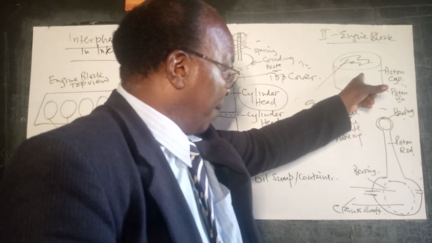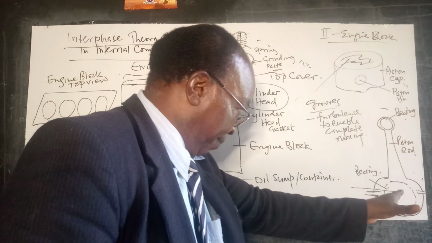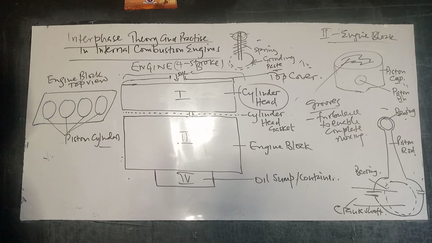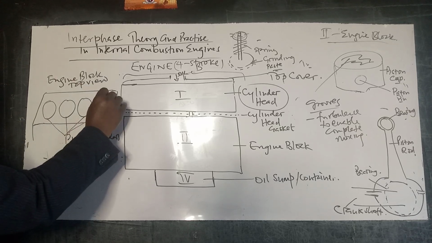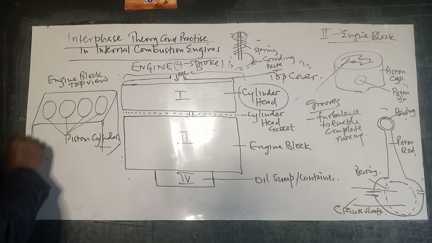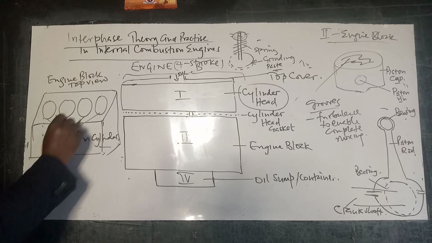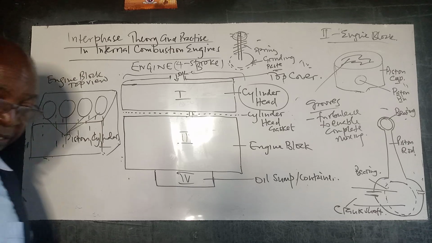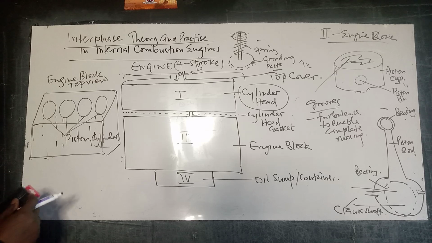So when you put the piston rod inside the cup, that pin will go through that hole. There's a bearing there, and that's where it will connect to the crankshaft. And in this engine block, we have the holes where we have the piston. That's the piston cylinder. When this cap is completely seated, we will redraw it.